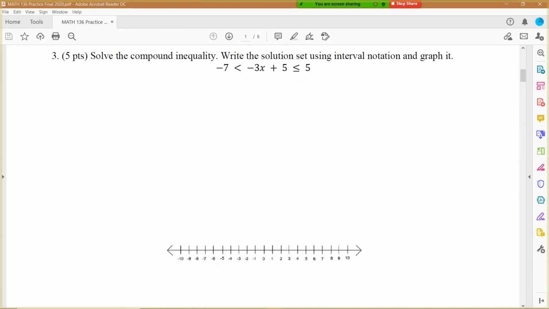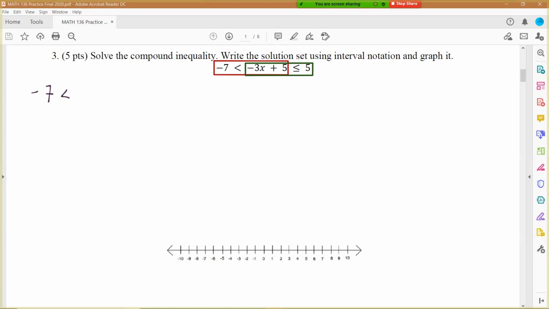Question number 3, solve the compound inequality, write the solution set using interval notation and graph it. So think back to Algebra 1. I think we did some of these at the beginning of the term, which has been forever ago. Since this is a compound inequality, we have 2 problems. We have this problem right here, and we have this problem right here. The center portion is always going to get used twice, so we're going to break it apart into two problems.